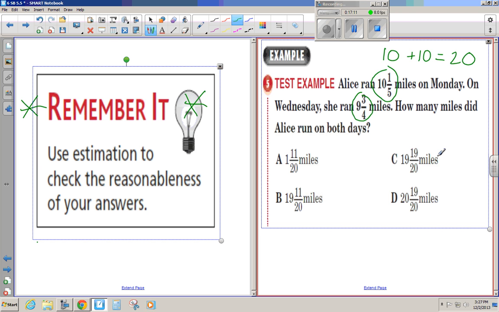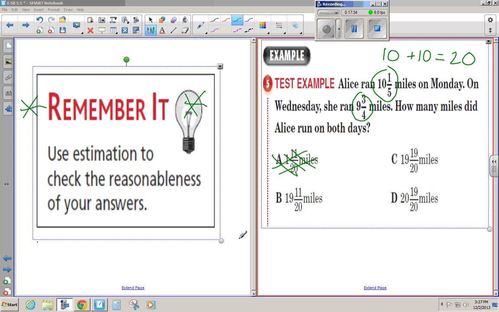Now, the reason this estimation is nice is because look at letter A. A is 1 and 11/20 miles. Well, there's no way that's even close to 20. How many miles did Alice run on both days?